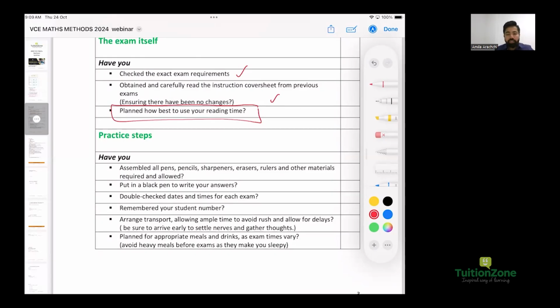So now, Lynn, when you're doing the past exam papers or trial exams, what do you usually do in the reading time? What's your plan? Now, Lynn, what do you do in the reading time usually? Can you hear me? You're muted. It's okay, I'll pass it on.